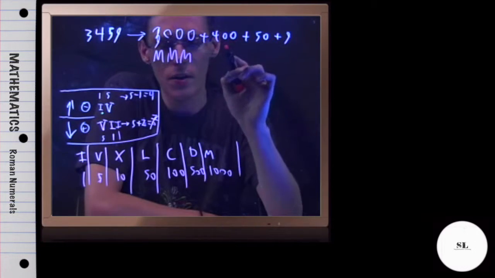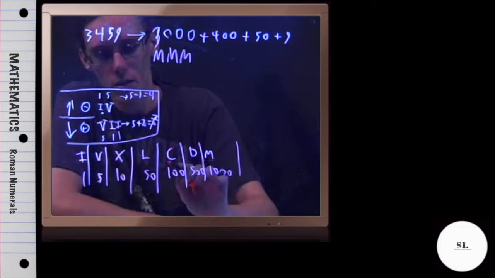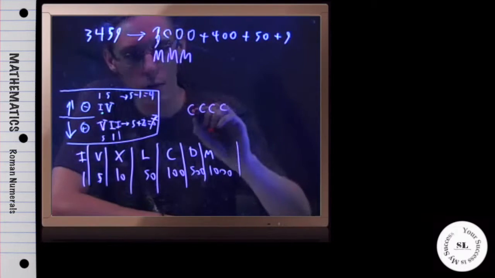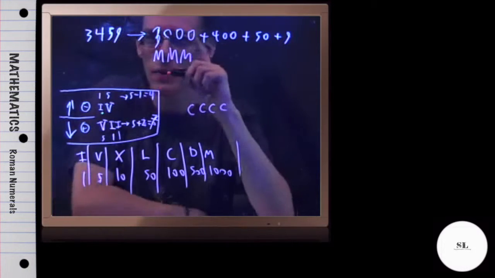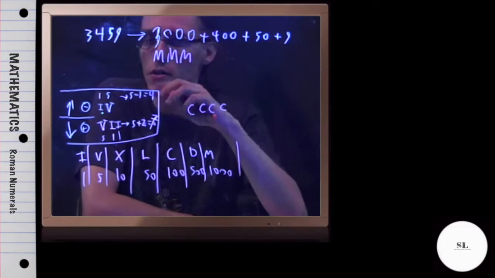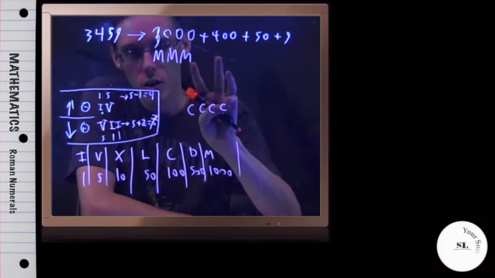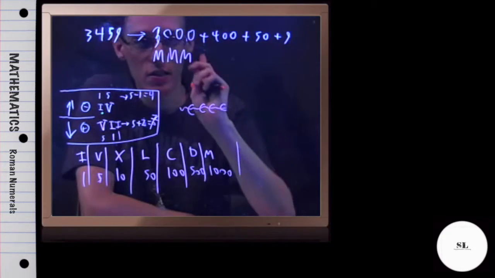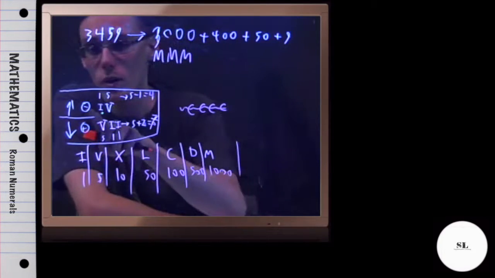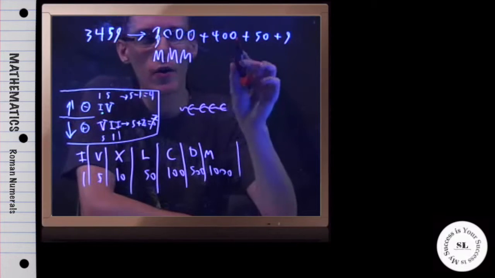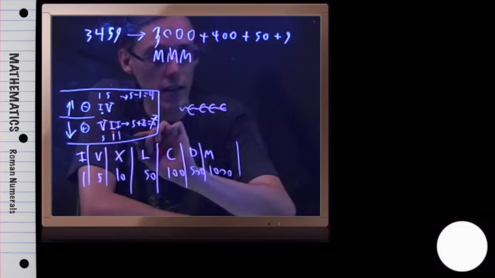Okay, 400. You might be tempted to go C for 400. 100 plus 100 plus 100 plus 100. But there's a rule in Roman numerals. You cannot repeat a character more than 3 times. So, this is not allowed. Instead, you have to try to write it with the subtraction rule, where you go from a smaller number to a bigger number. So how could I write 400 by subtracting?